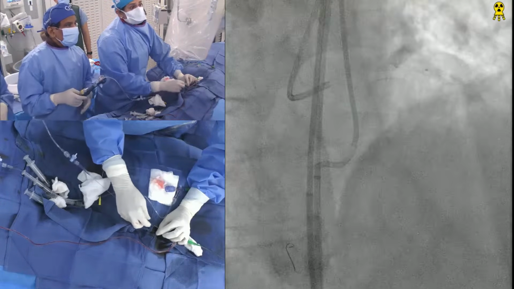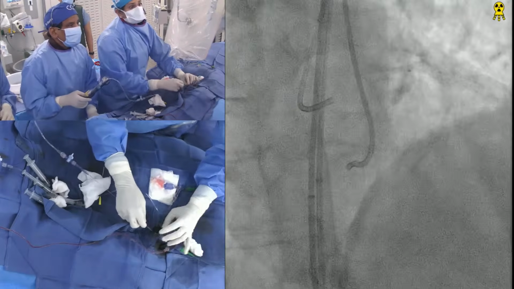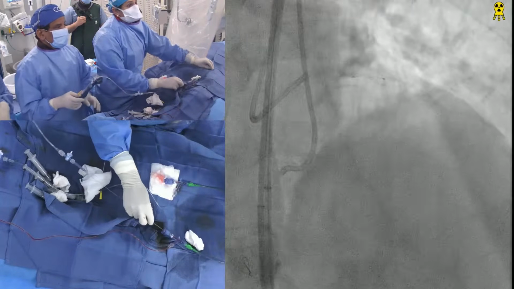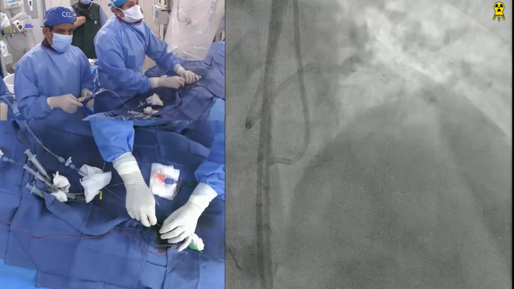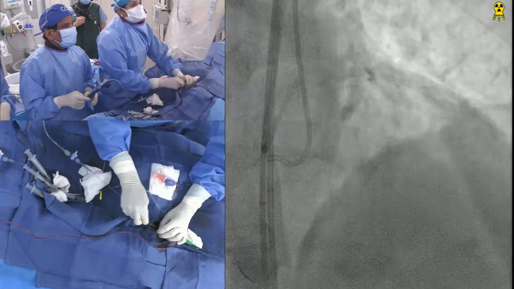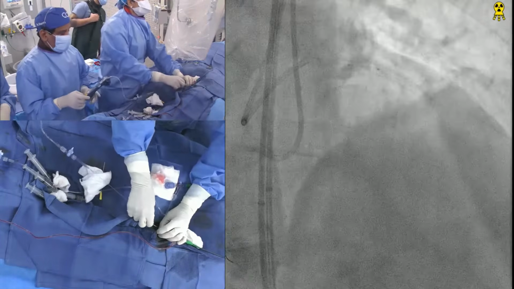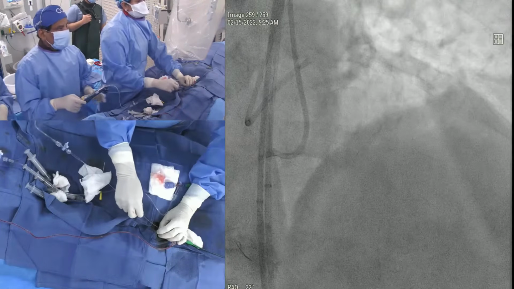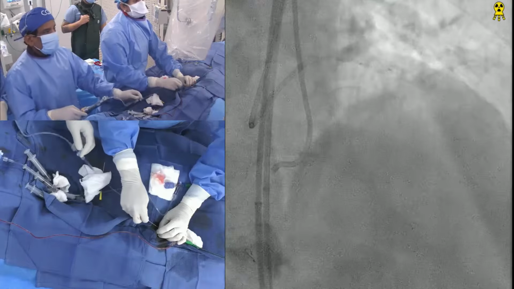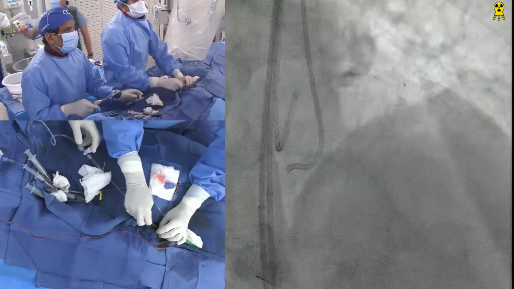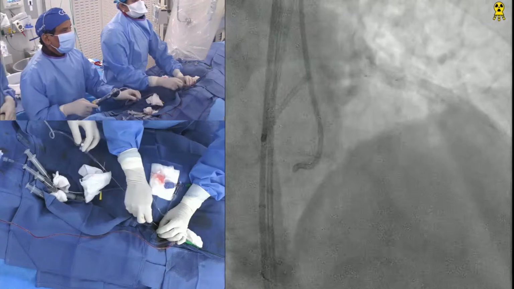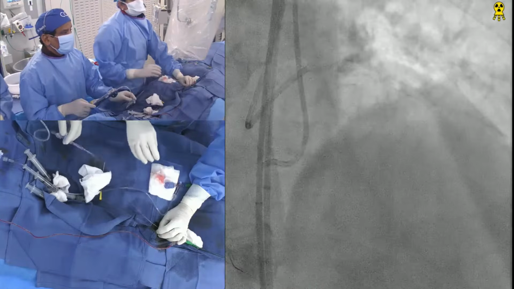Samir, did you watch the steps? The calcium of this LAD is not helpful either. We may need Rota here. Or we take a 1.0 balloon first. It's not making the turn. You need a 1.0 balloon first.